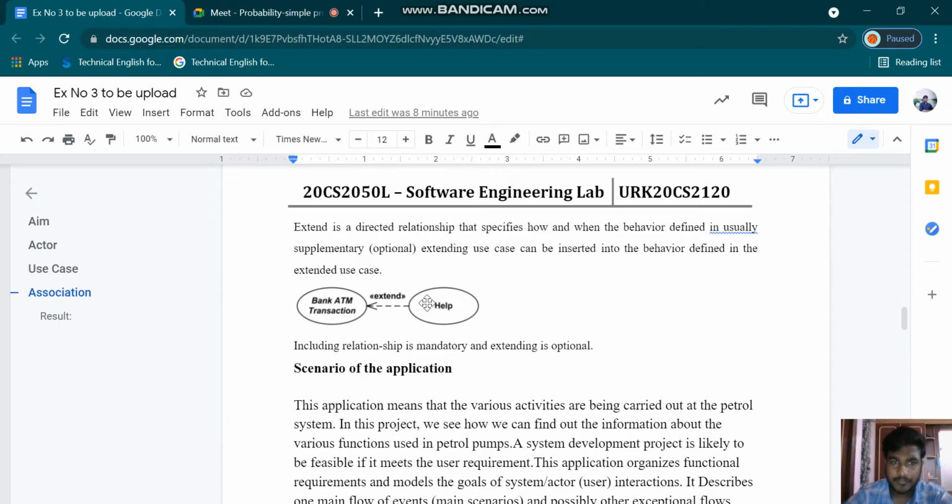And extend, a direct relationship that specifies how and when behavior is defined, usually a supplementary optional use case. For example, if we are giving help desk chat in WhatsApp or Facebook, it directly shows in which section you want help. That is, it shows the extended sections like support, chat, call, inquiry. This is called the extend in a use case diagram. So include relationship is mandatory in use case, whereas extending is optional. You can use it or not use it.